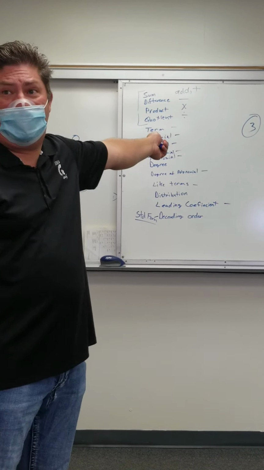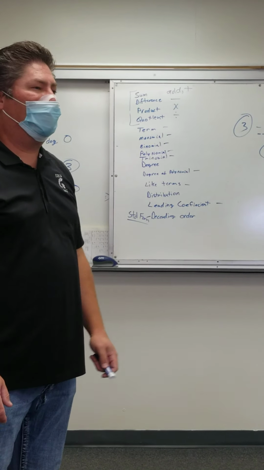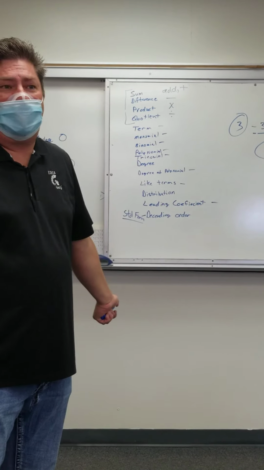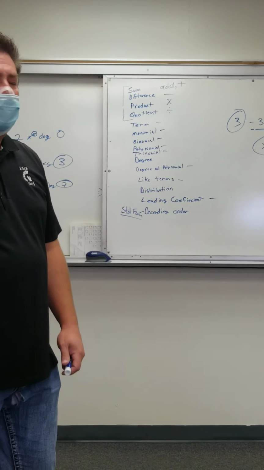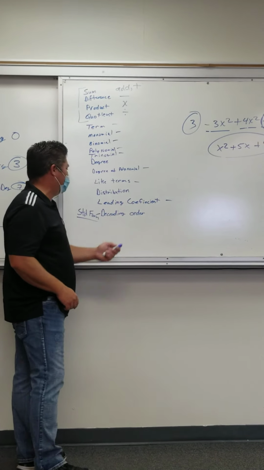What if there's not one there? This one didn't have a number in front. It's 1. Okay? It's the number in front of the highest degreed term. If there's not one there, it's 1. Okay? So that's a leading coefficient.